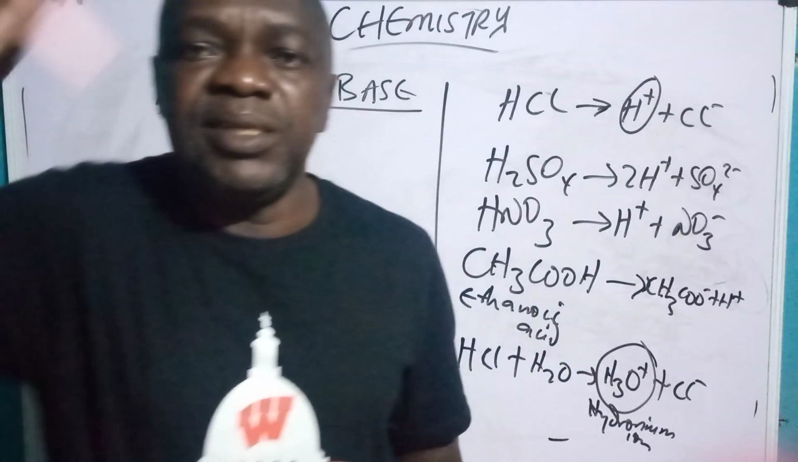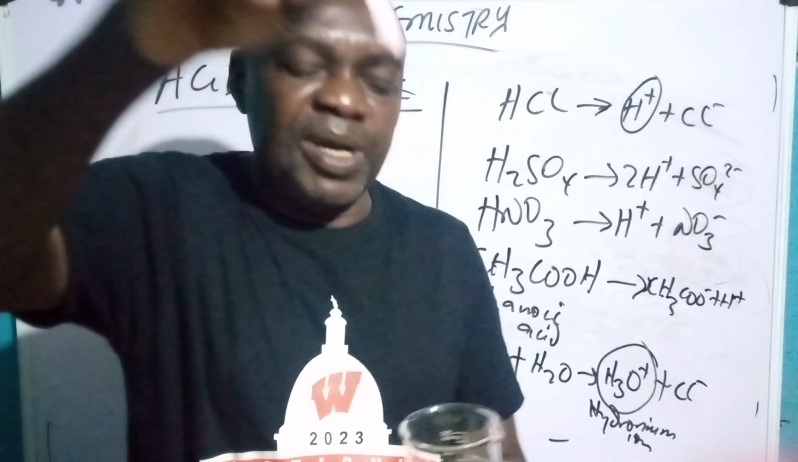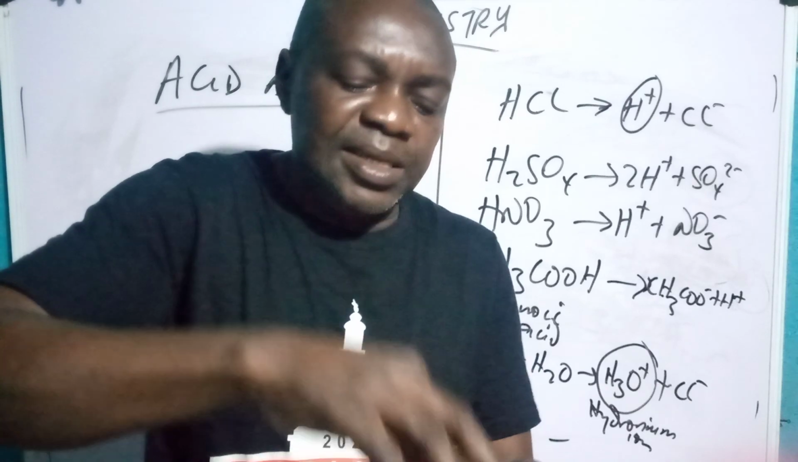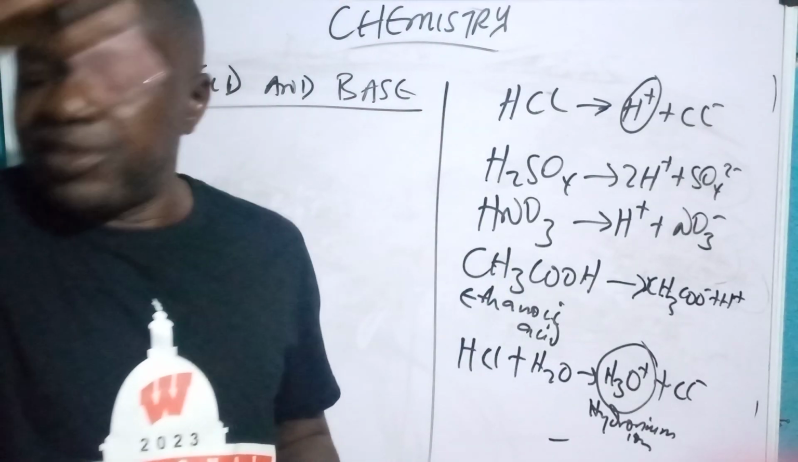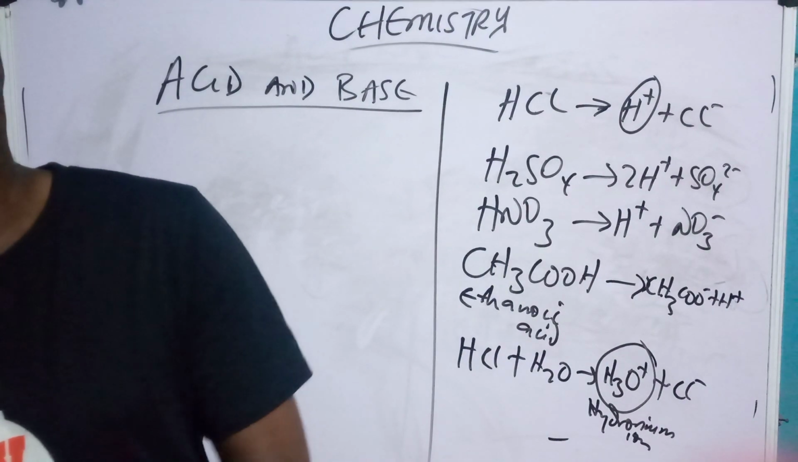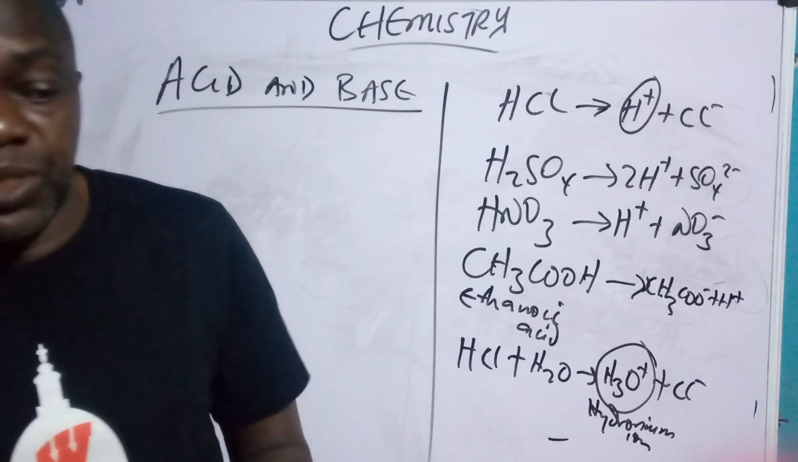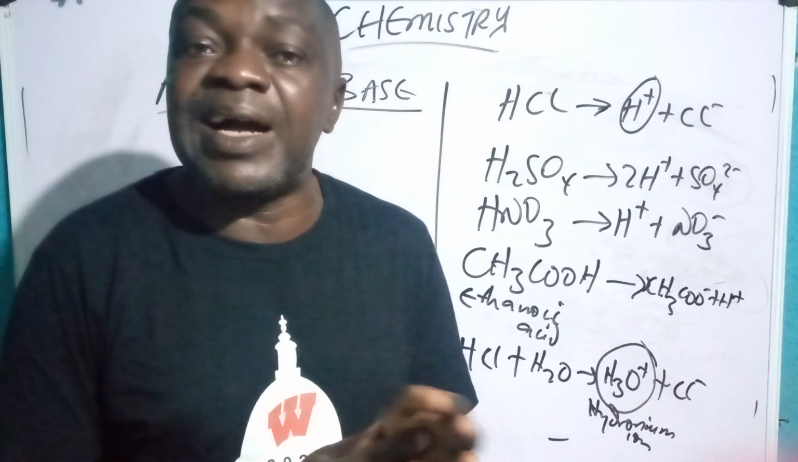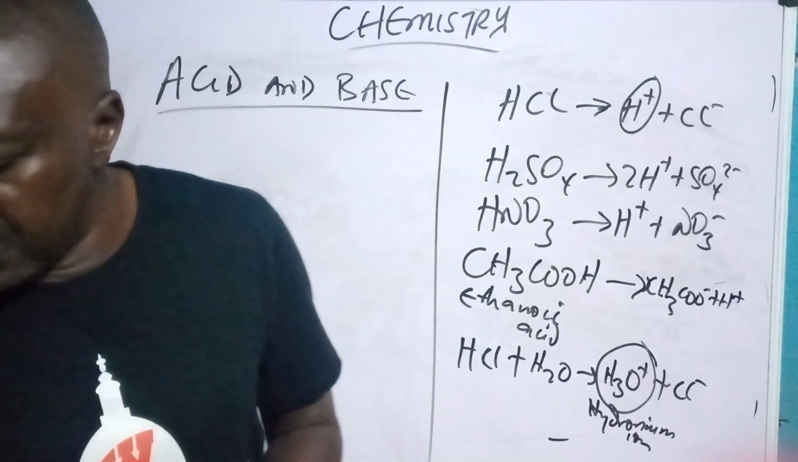But let's see, this is a red litmus paper. If you drop it inside acid, it remains red. It has no effect on it. So that is how we know the solution is acidic. Solutions that produce such a result, we say they are acidic.